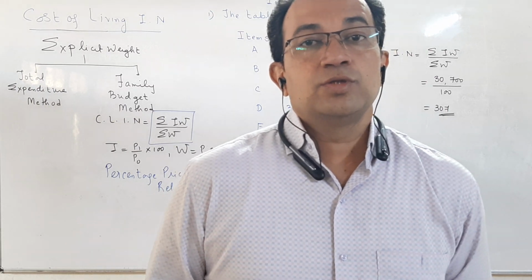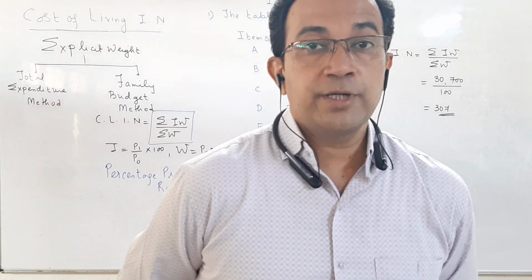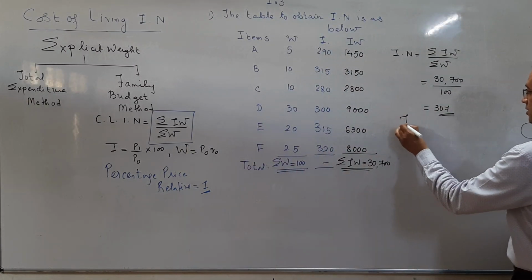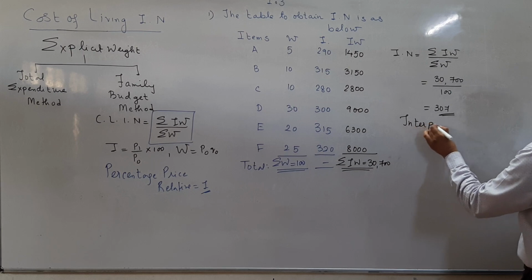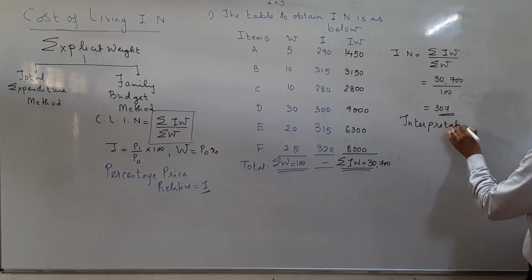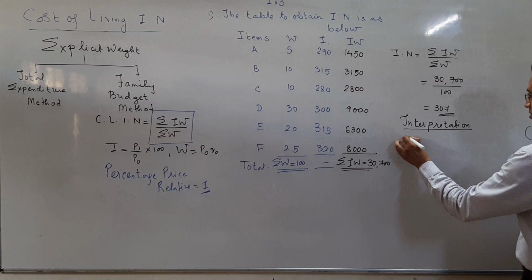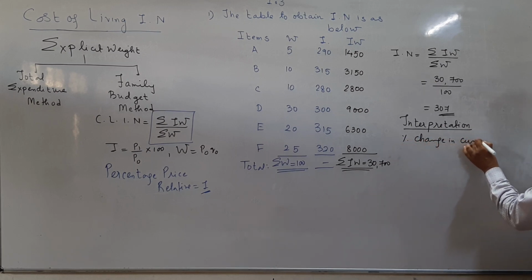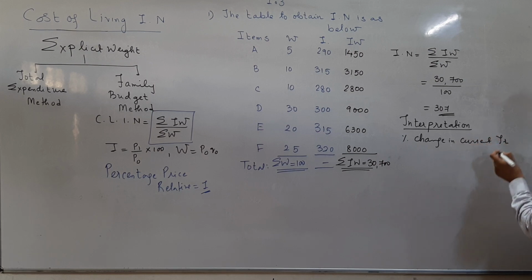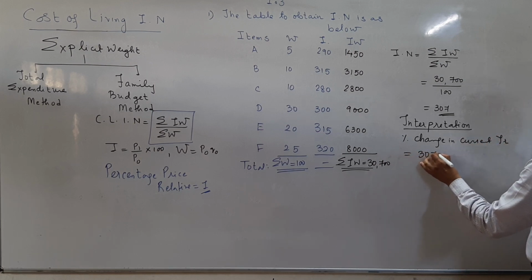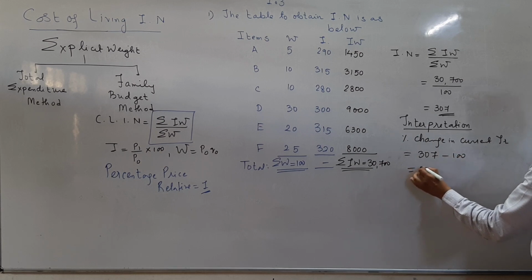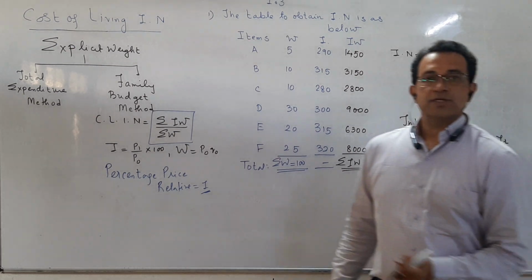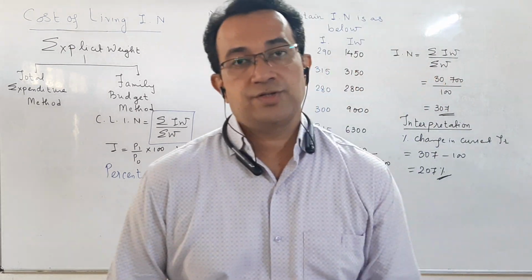So the percentage change in the current year compared to the base year. Interpretation: percentage change in current year compared to base year is equal to 307 minus 100, which is 207%. So this is a significant change.